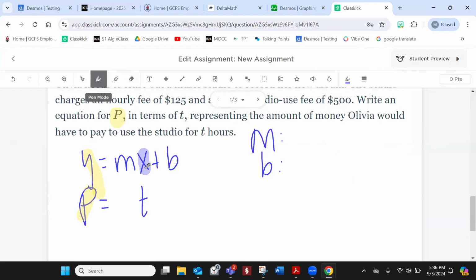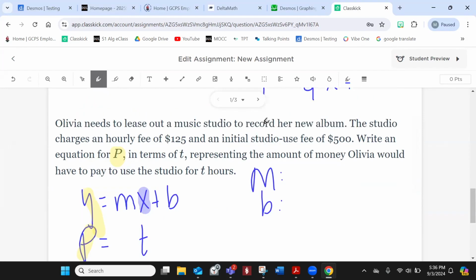Because the goal is, can you write it? We want you to be specific with the variables, however, if you can write it, we're cool with it. All right, so let's read it. Olivia needs to lease out a music studio to record a new album. The studio charges an hourly fee of $125 and an initial studio use fee of $500. Write an equation for P in terms of T, representing the amount of money Olivia would have to pay to use the studio for T hours.